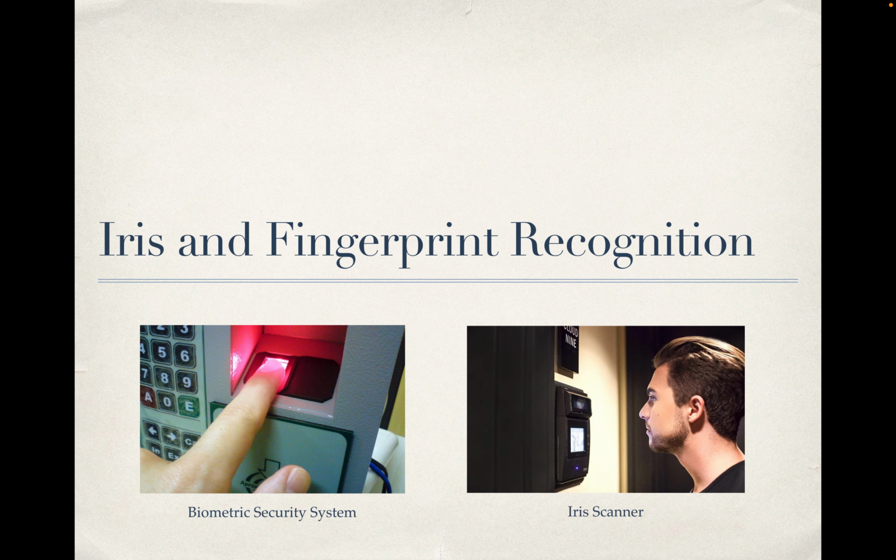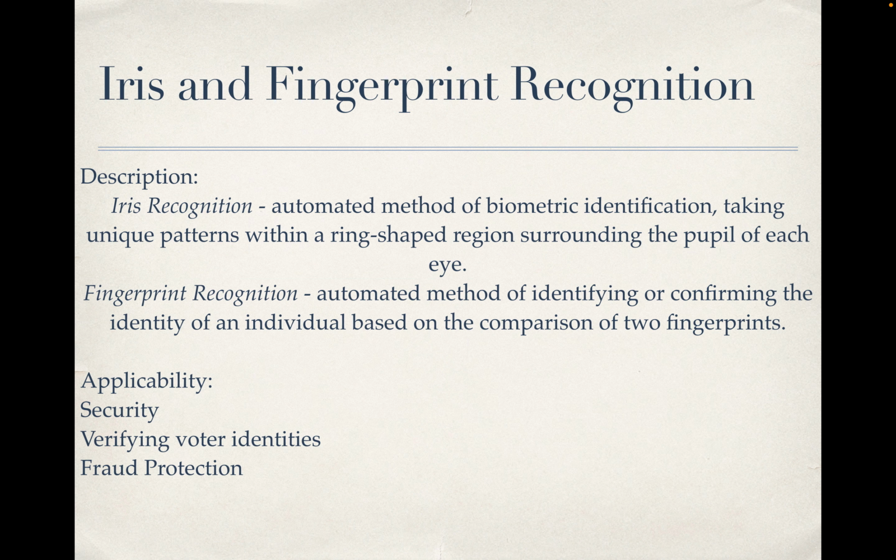Next, iris and fingerprint recognition. So, iris recognition is an automated method of identification. Basically, it identifies people based on the iris in their eye. Fingerprint recognition can identify people based on their fingerprints. So, real life applications for this technology, it's used in security, as you can imagine. It's used for verifying voter identities. It also can be used for fraud protection.